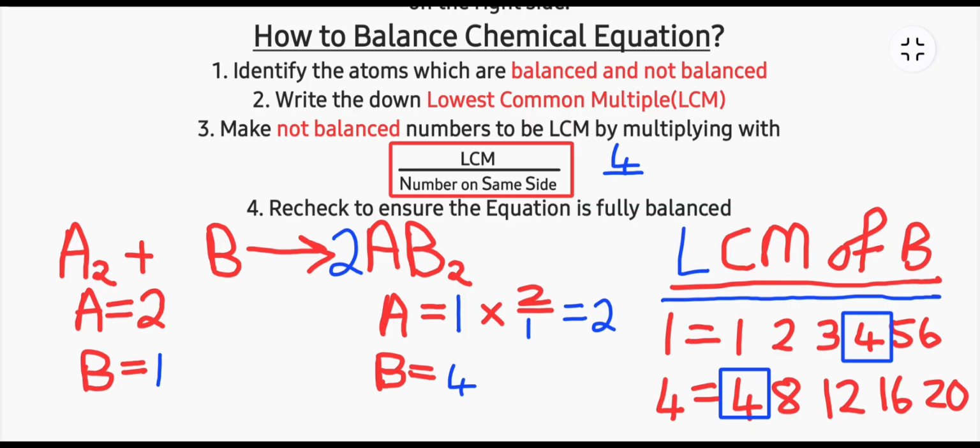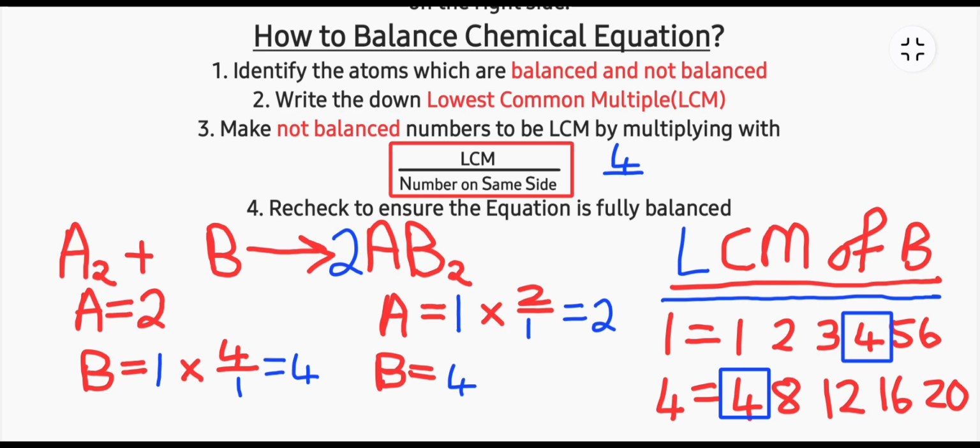Here the not balanced numbers are made balanced by multiplying with the LCM over the number on the same side. Now, as I focus here, I'm going to multiply by 4 over the number on the same side, which is 1. So 4 over 1, and as I calculate it I will get 4.